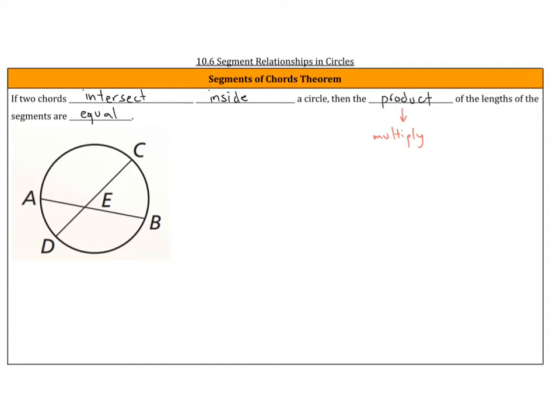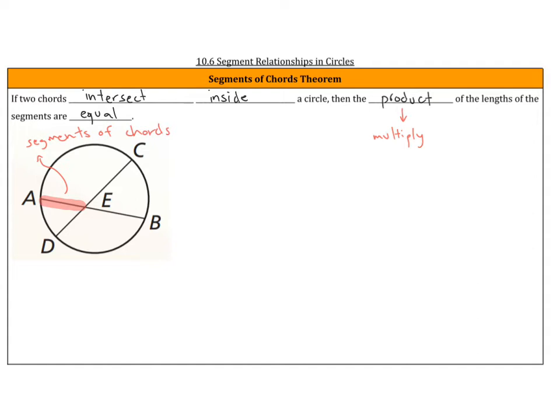So taking a look at our picture, we have two chords. I have chord AB, and I also have chord CD. Now, these chords have parts to them because they intersect at E. And so we call these parts right here segments of chords. It's really just a fancier way of saying that these are parts of a chord.